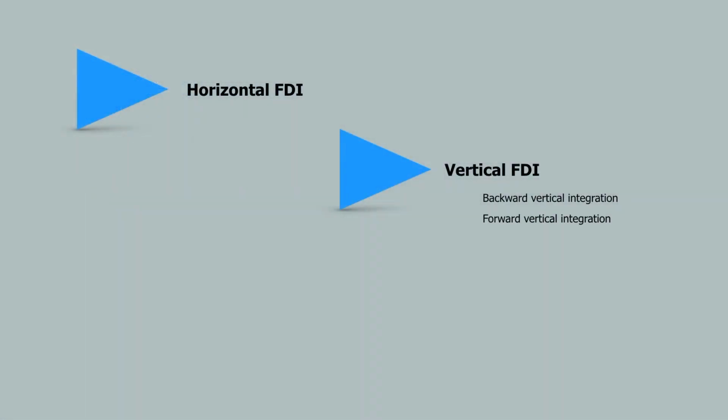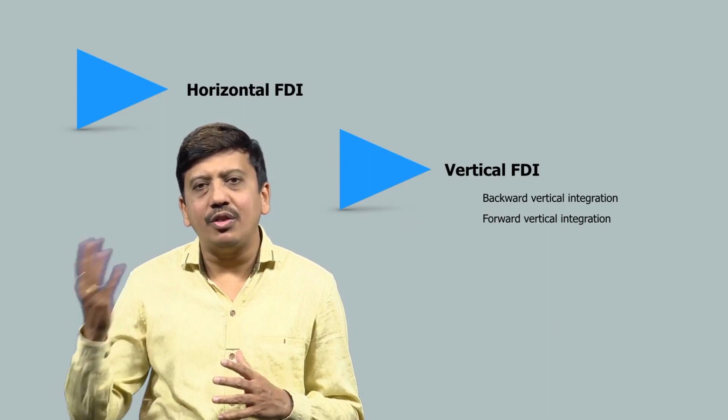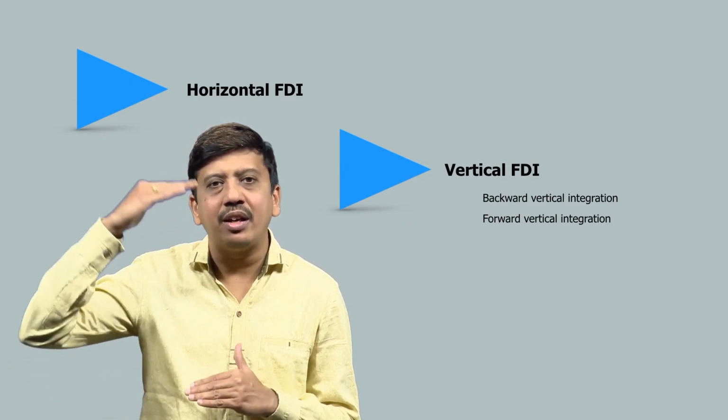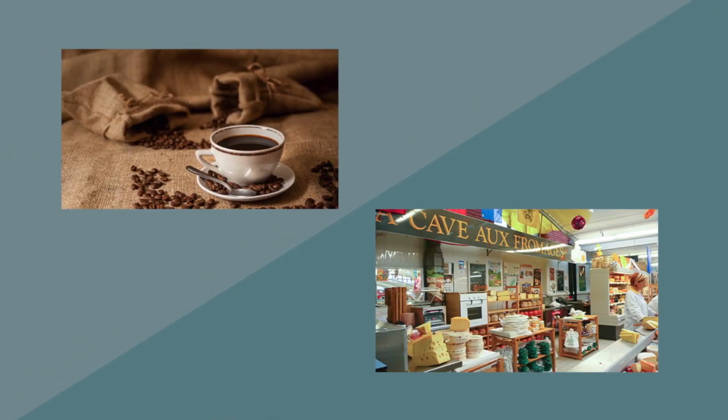The second one is forward vertical integration. It occurs when a company invests in another foreign company which is ranked higher in the supply chain. For instance, a coffee company in India may wish to invest in a French grocery brand.